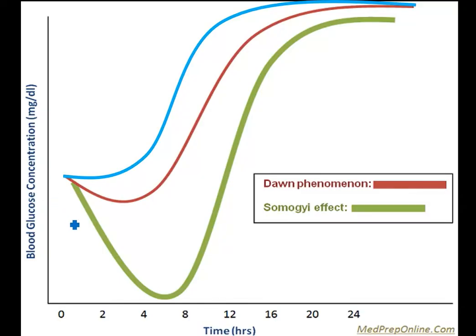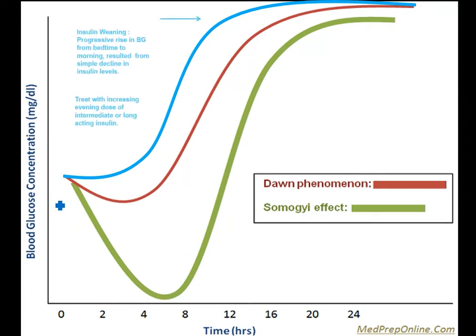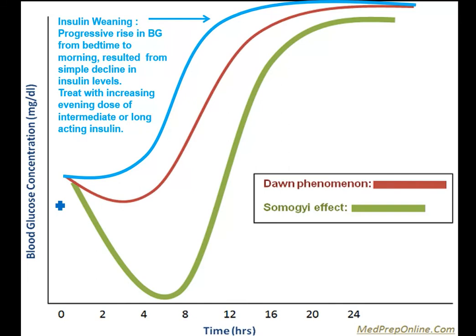In this diagram, we show these three different situations, which are insulin waning, dawn phenomenon, and Somogyi effect. The end result of these three phenomena is morning hyperglycemia, but there are different mechanisms in the occurrence of this morning hyperglycemia.